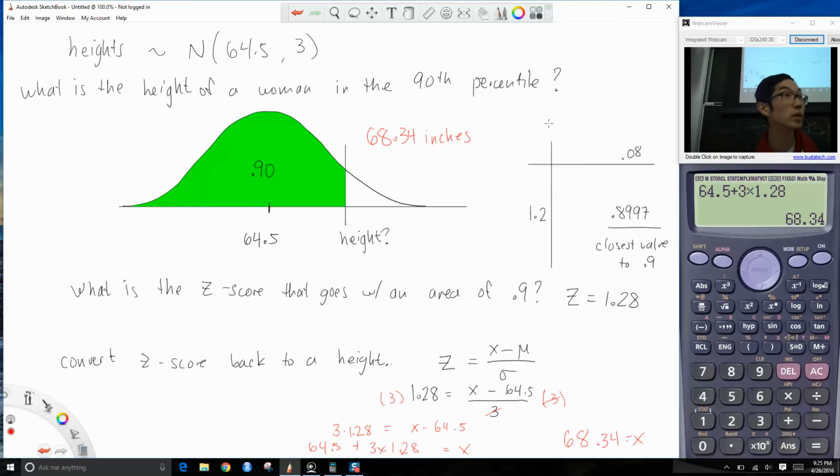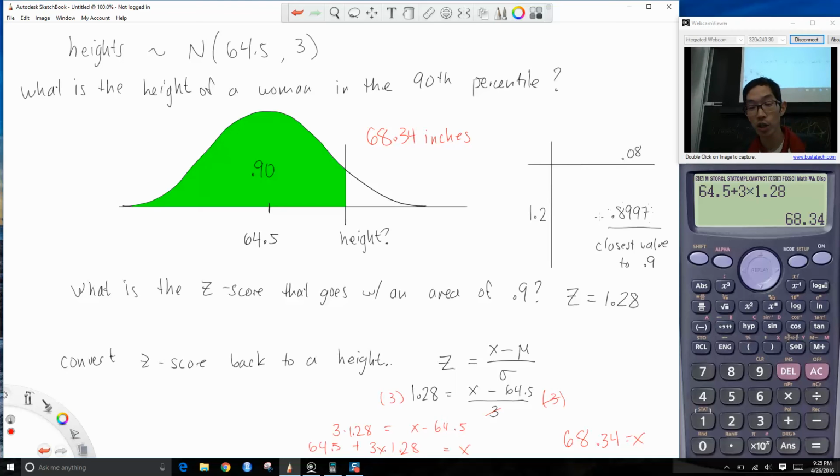Oh, because I'm solving for x, right? So I had 1.28 is equal to x minus 64.5 over 3. To get rid of the 3, I multiply both sides. How do you get 1.28? You pulled that off the chart? Yeah, I pulled that off the chart.